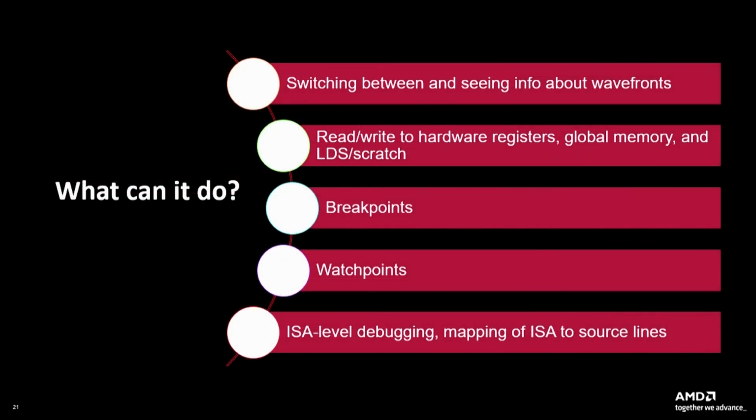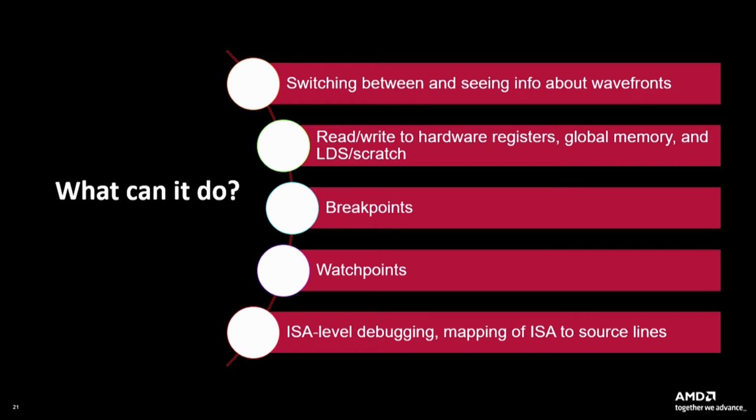So like I said, because rocgdb is essentially GDB, it has all the features of GDB. So you can insert breakpoints, you can insert watchpoints, you can do some assembly level debugging and mapping of the ISA to the source lines. You can switch between different threads and do context switching and understand what's happening there and things like that.